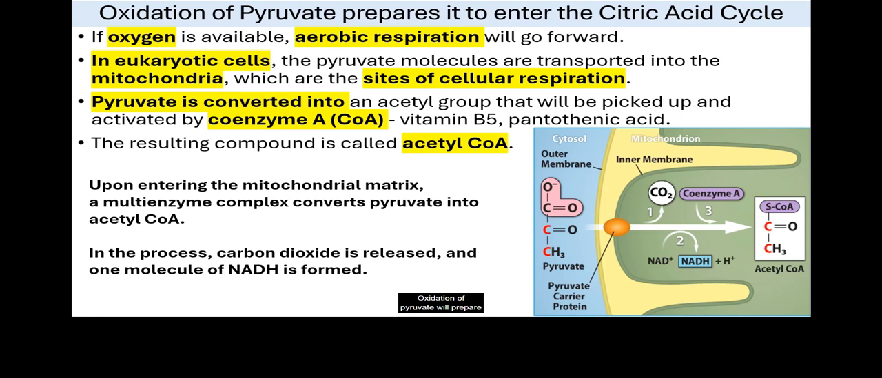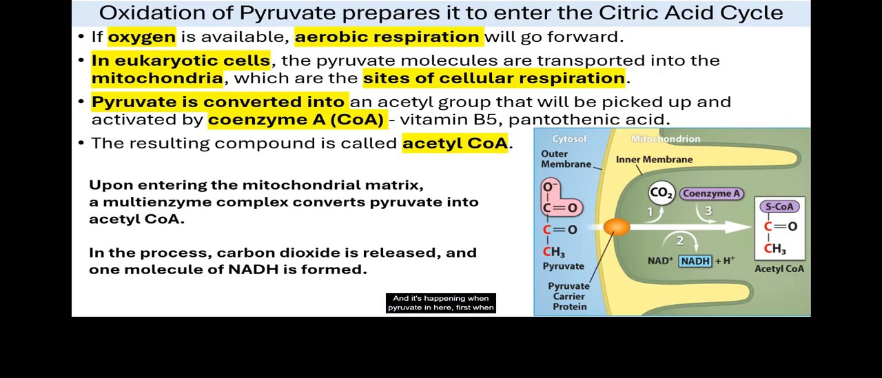Oxidation of pyruvates will prepare pyruvate to enter the citric acid cycle. After glycolysis, the next step is the citric acid cycle, but pyruvate cannot directly enter this cycle, so pyruvate needs to be converted.